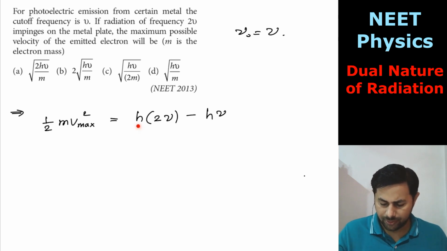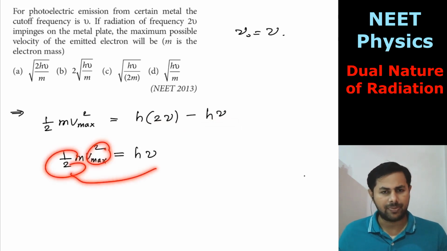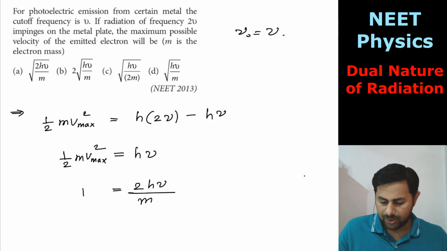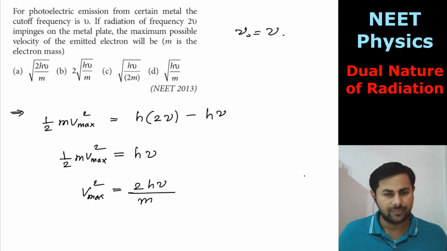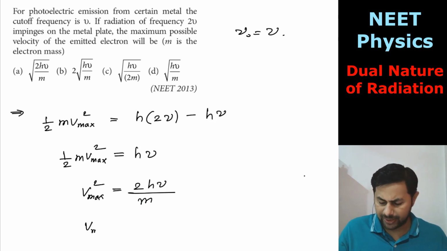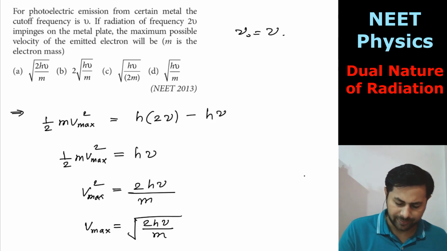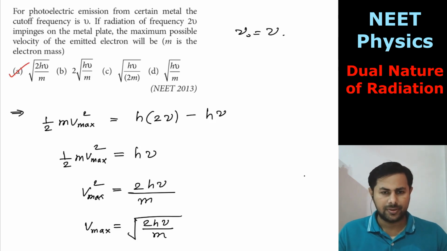So 2 times h nu minus h nu is just h nu, and that is half m v max square. You want v max, so take the half m to the other side. 2 goes to the numerator, so 2 times h nu divided by m is v max square. Therefore v max is just the square root of 2 h nu divided by m. So it is option A, right? This is simple.